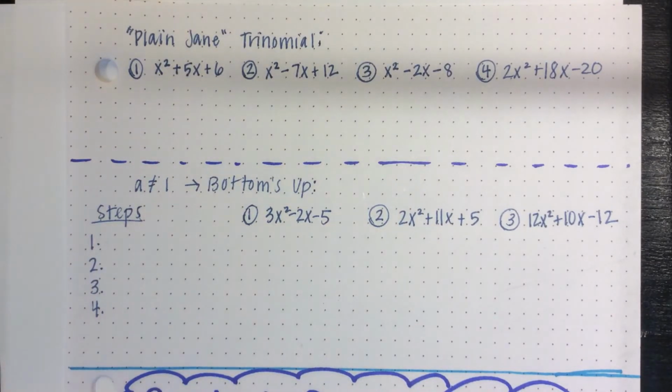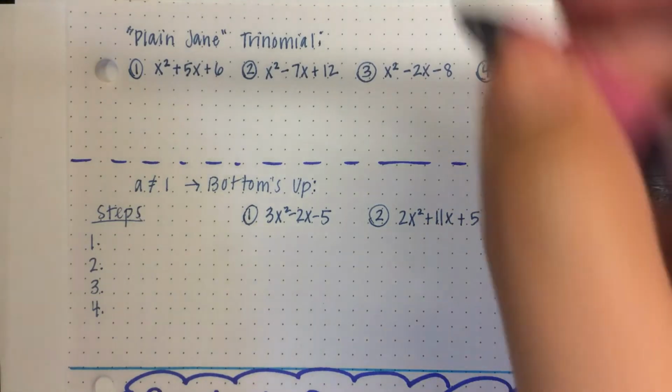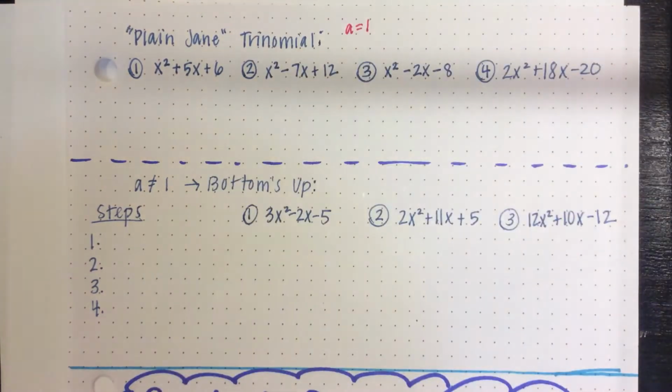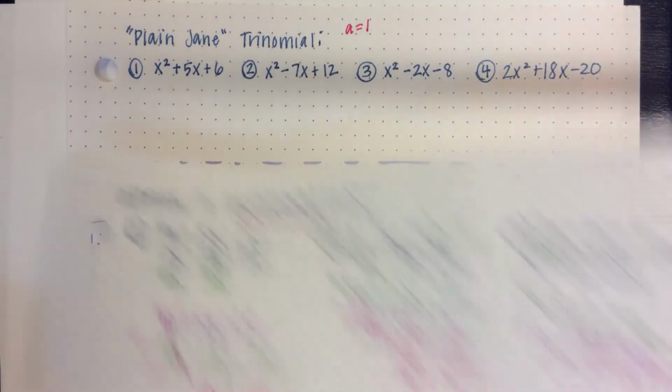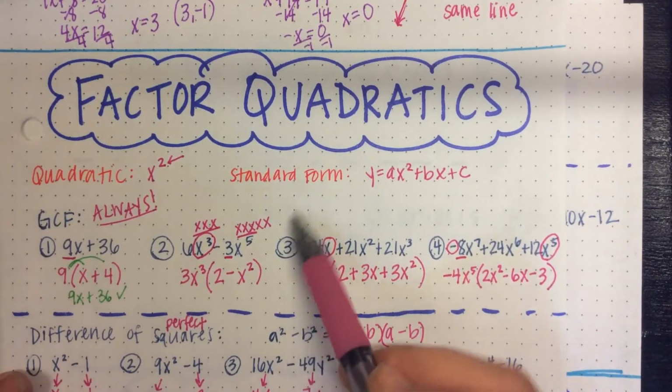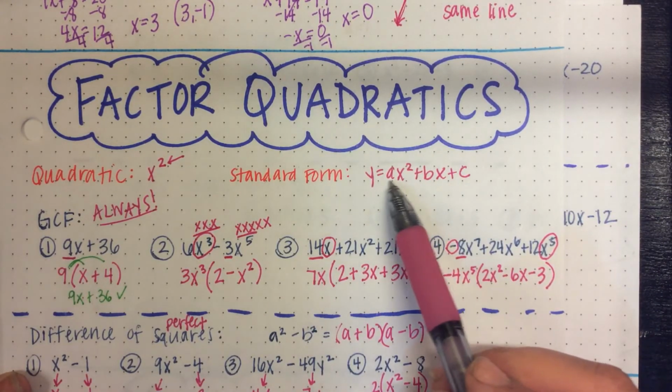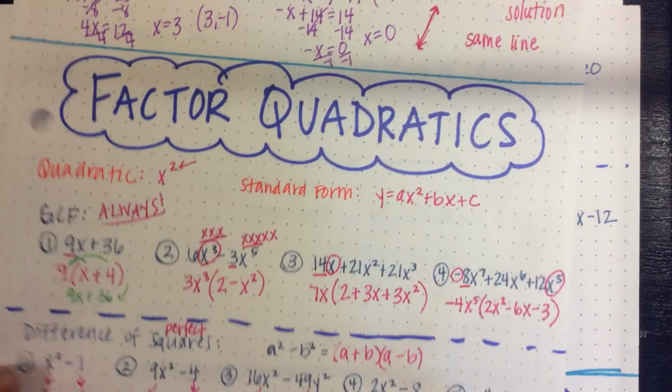The first one is what I call plain Jane. That's not really what they're called, that's just what I call them. Plain Jane trinomials means that a equals 1. Now that a that I'm talking about comes back from what we said standard form was. So we have ax squared plus bx plus c. That a is the number in front of the x squared.